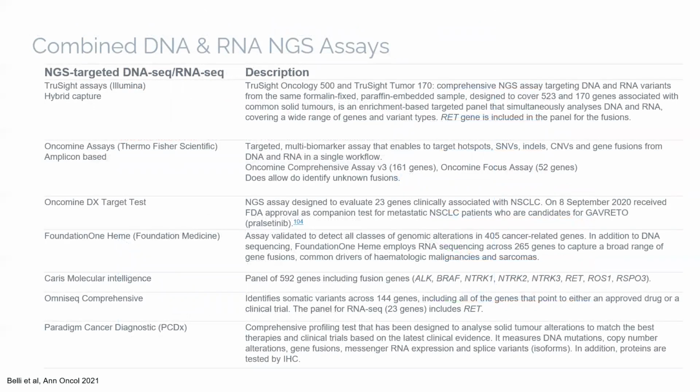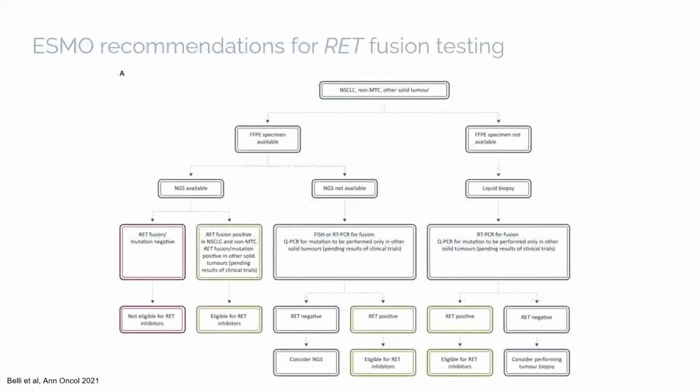Aside from separate DNA and RNA-based NGS assays, there are several commercially available combined DNA, RNA NGS assays, and this slide lists and describes several of the ones currently available. I also want to mention that the European Society of Medical Oncology recently put forth guidelines for RET fusion testing. NGS is recommended when available, with FISH or RT-PCR as a backup method. The guidelines can be found in the journal Annals of Oncology.